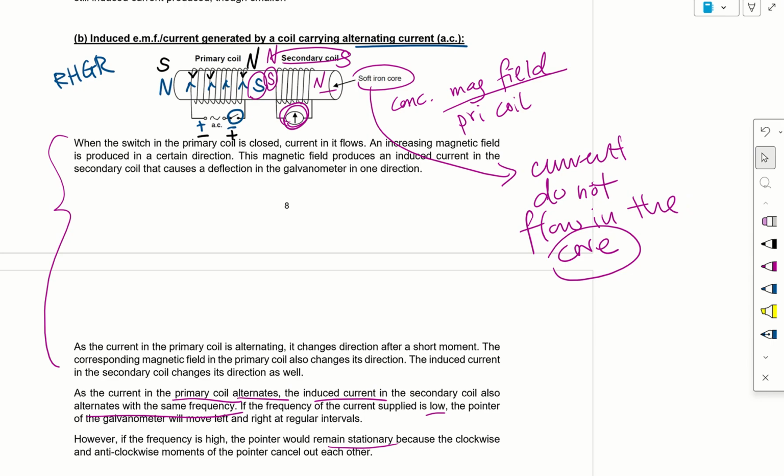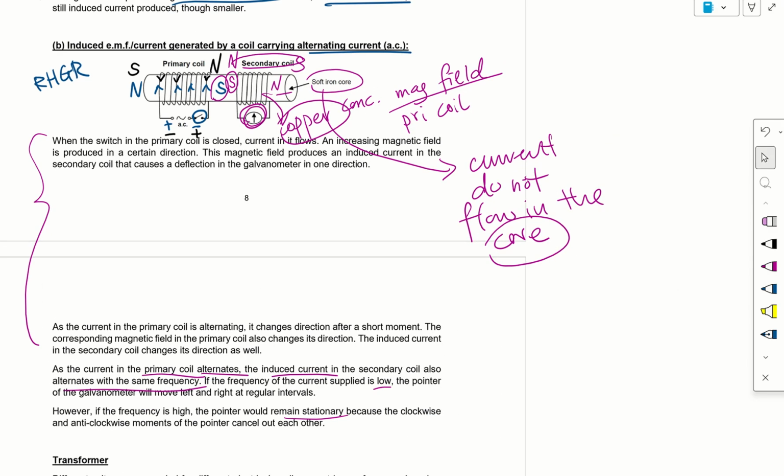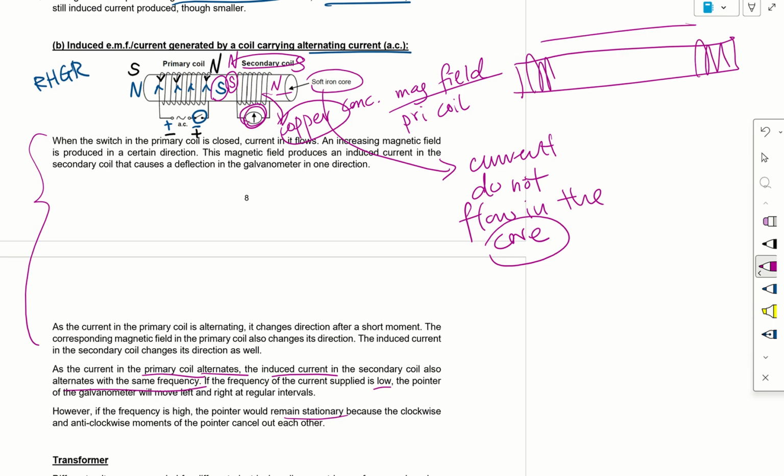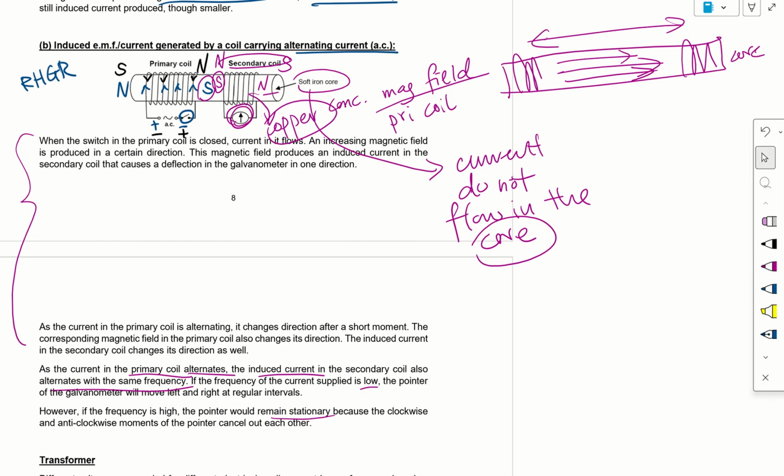That's why you use soft iron. The wires here are actually made of copper, and they can be insulated, of course. If I were to stretch this core infinitely to a very long distance, the magnetic field will still flow in the core. The magnetic field lines will be flowing in the core, but the current can still be produced in the secondary coil, even though the core is very, very far away.